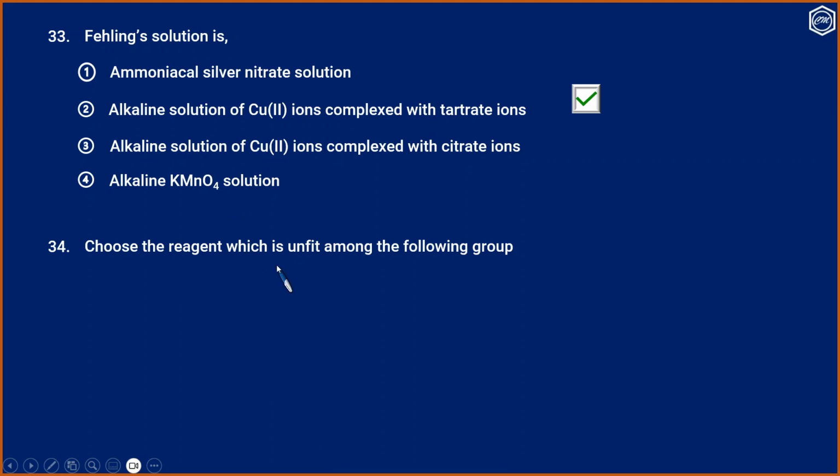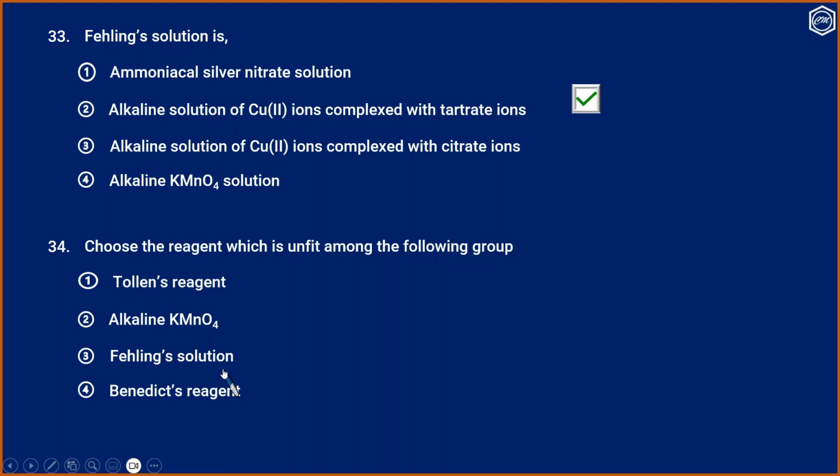Choose the reagent which is unfit among the following group: Tollens reagent, alkaline KMnO4, Fehling's solution, and Benedict's reagent. All except alkaline KMnO4 are mild oxidizing agents. So the answer is option 2, alkaline KMnO4.